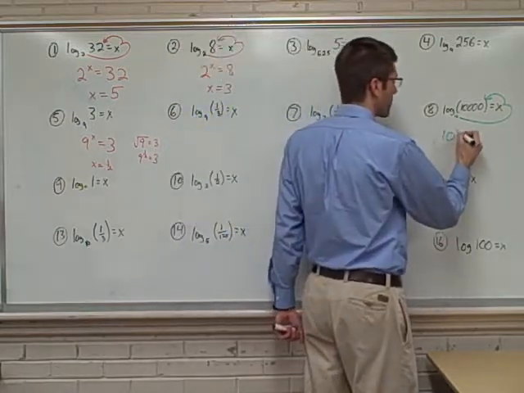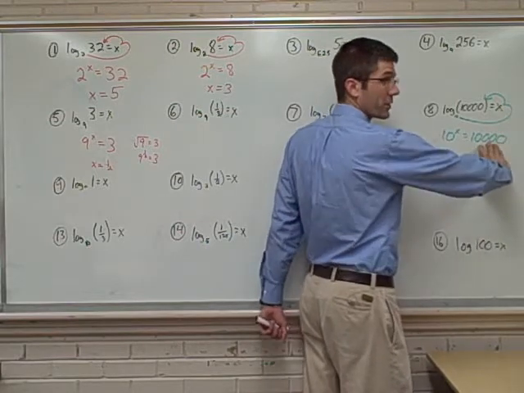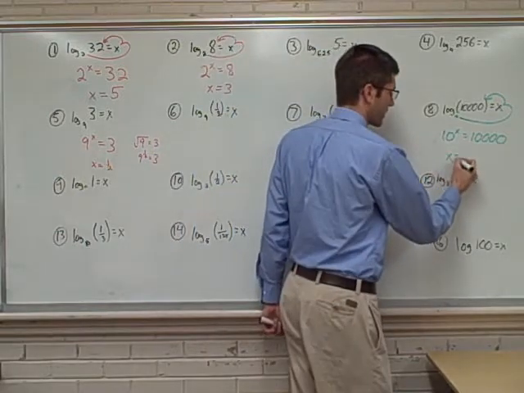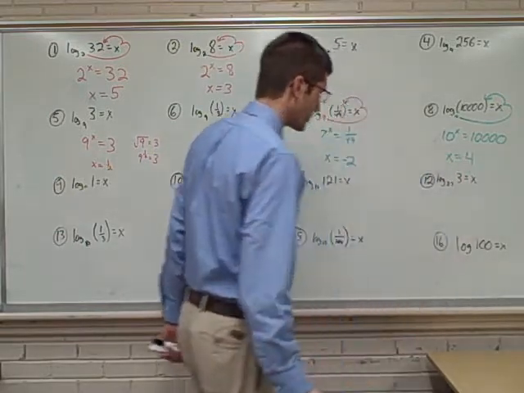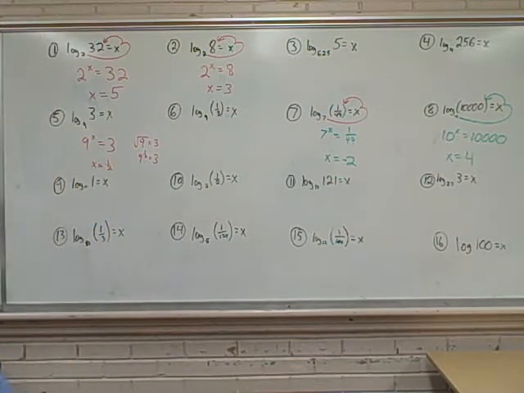So 10 to some power is going to give me 10,000. There are 4 zeros right here. 10 times 10 times 10 times 10, that is 10,000. So x is equal to 4. Which means we could probably do number 16 in our head. And I believe, just glancing through, there's a couple others we could do in our head. I think number 11 is ridiculously easy. I think number 9 is easy too.